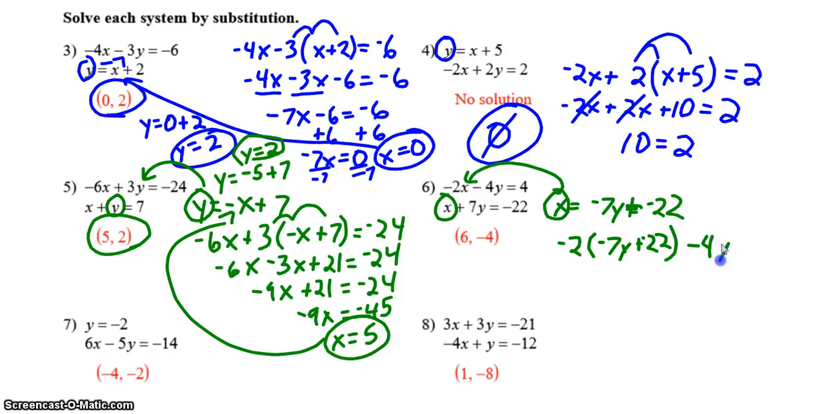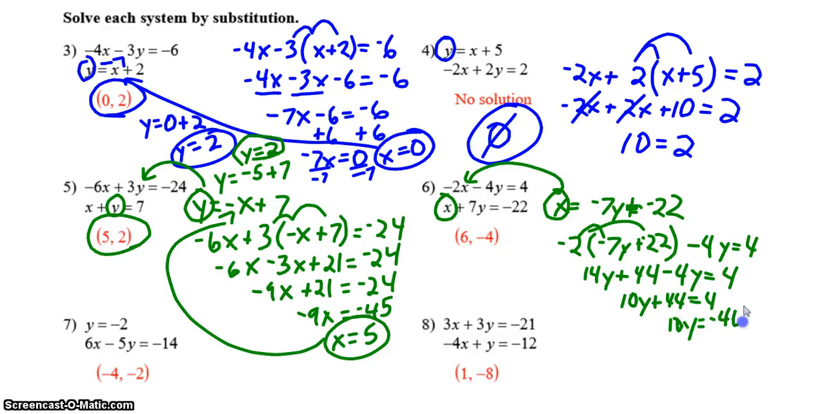minus 4y equals 4. You would distribute the negative 2, so this becomes 14y plus 44, negative 2 times negative 22 is positive 44, minus 4y equals 4. Put your y's together, 10y plus 44 equals 4. You would then subtract the 44 over, so 10y equals negative 40, so y equals negative 4.